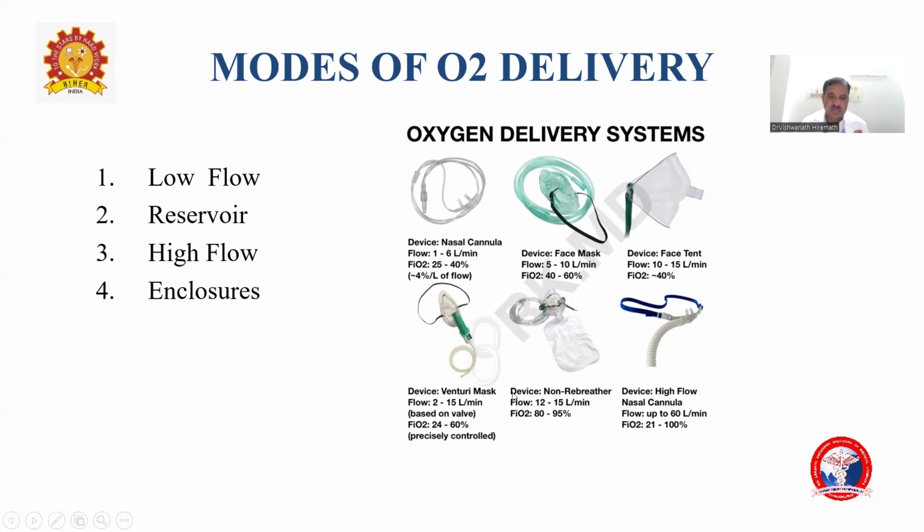Venturi mask, a fixed FiO2 providing device based on the walls, can provide FiO2 of 24 to 60%. Precisely well controlled fixed FiO2 can be provided. A non-rebreather device, flow 12 to 15 liters per minute, can provide FiO2 of 80 to 95%. High flow nasal cannula, flow of 40 to 60 liters per minute, FiO2 21 to 100%.